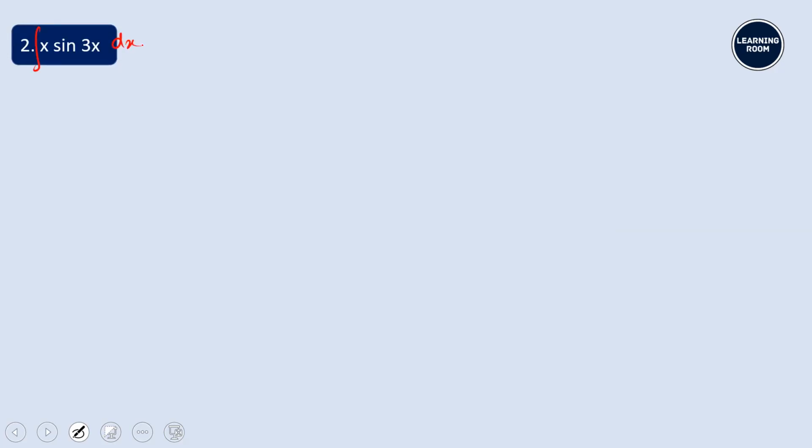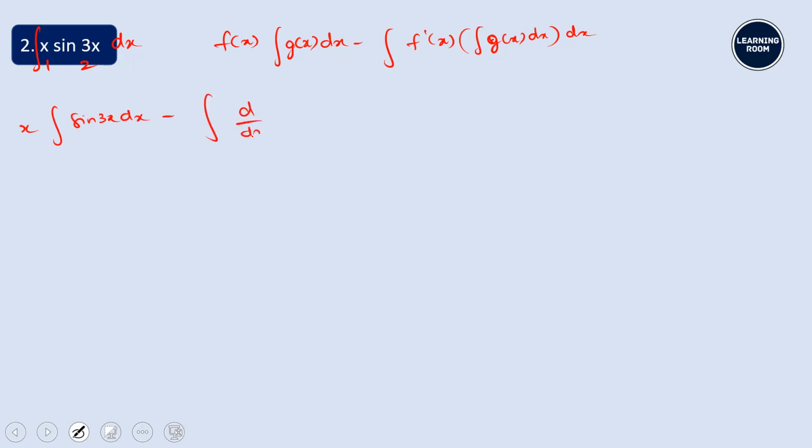So the second question is integral of x sin 3x dx. Again, x is going to be the first function, sin 3x will be the second function. So the answer should be first function into integral of second function minus integral of derivative of first function into integral of second function with respect to x. Right? So what is f of x here? x only. x into integral of sin 3x dx minus integral of d by dx of x into integral of sin 3x dx, and you have another dx.